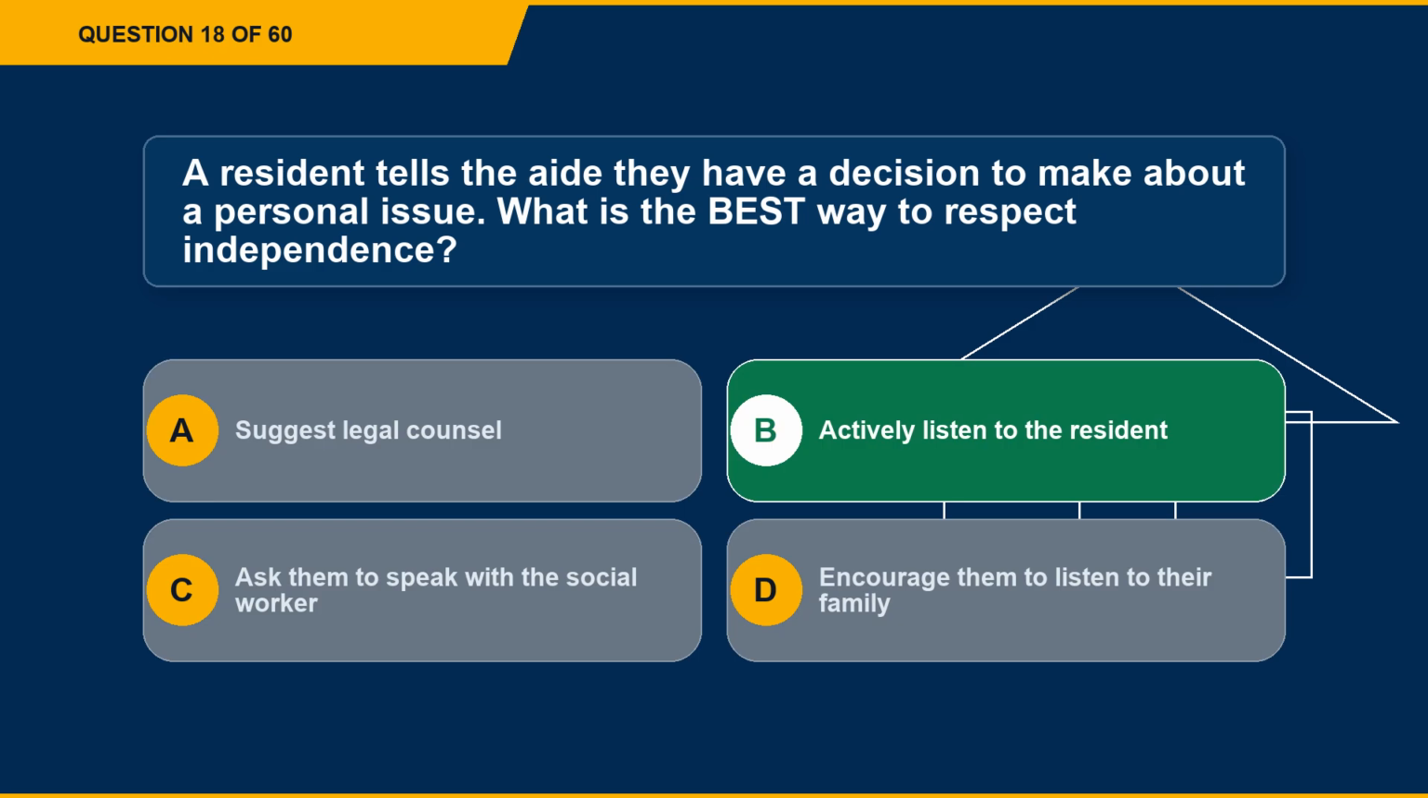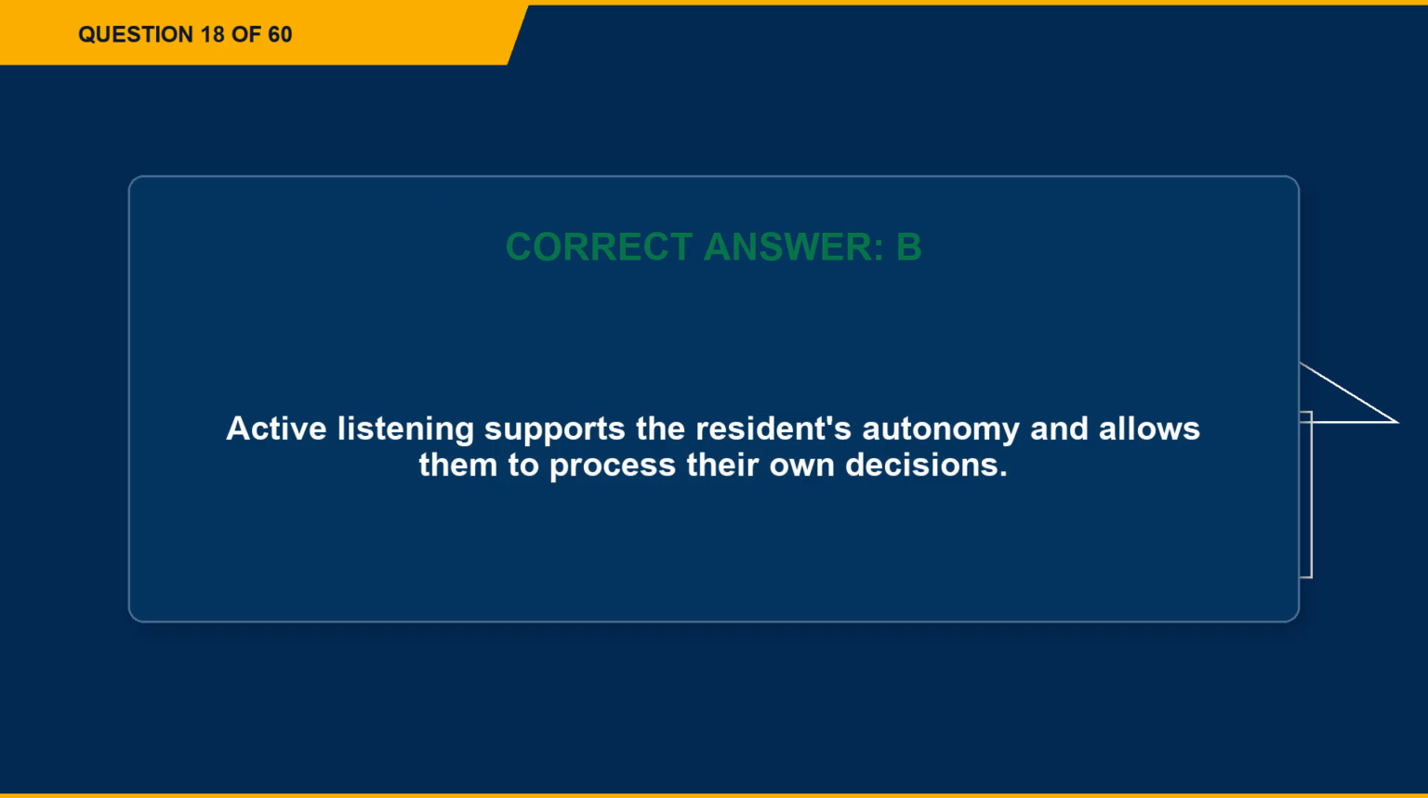The correct answer is option B. Actively listen to the resident. Explanation. Active listening supports the resident's autonomy and allows them to process their own decisions. Question 19.